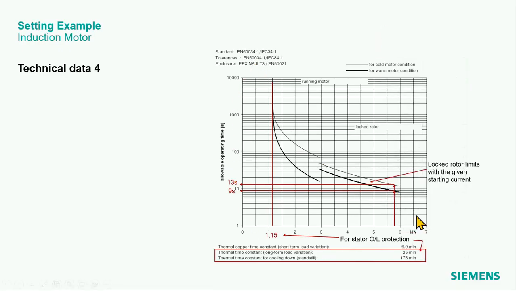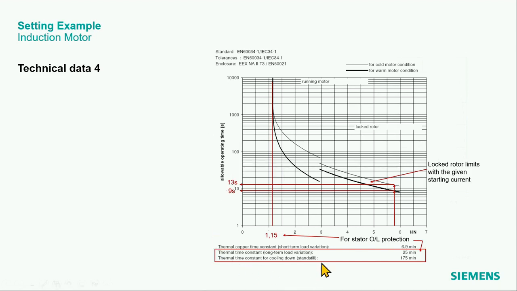Sometimes you have a curve like that. And from this curve, you can go here to the starting current, 5.65, and go up and get the locked rotor times from such a diagram. Again, you can also take another starting current with a reduced voltage and then see what the locked rotor time is. Again, this can be recalculated by the formula that we discussed before.